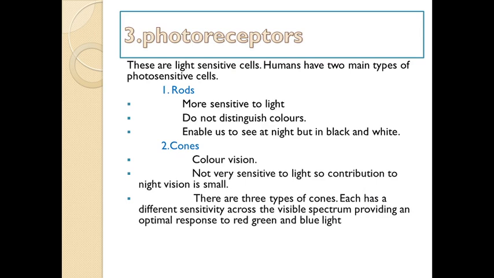The third type, photoreceptors. These are light sensitive cells. Now humans have two main types of photosensitive cells, rods and cones, and they will be elaborately explained in the part of the ear.